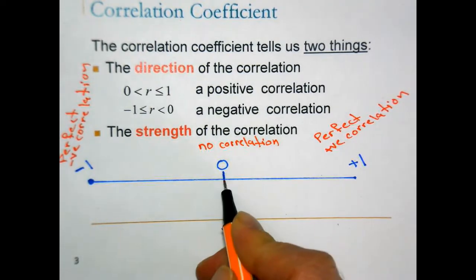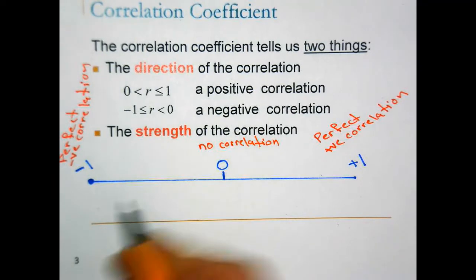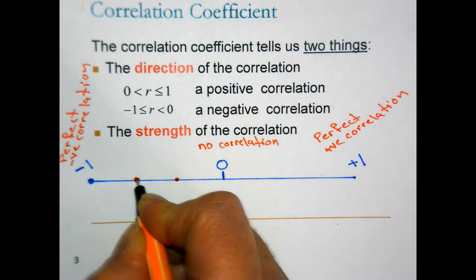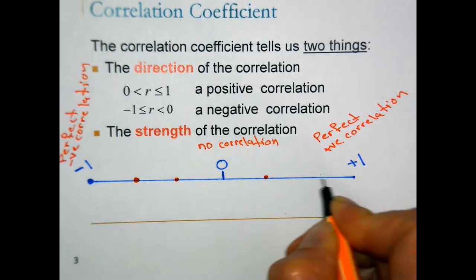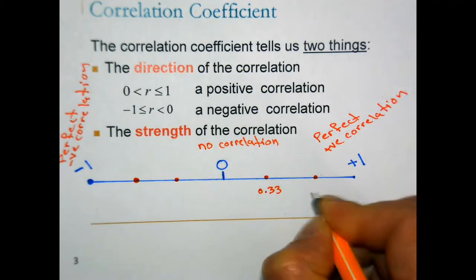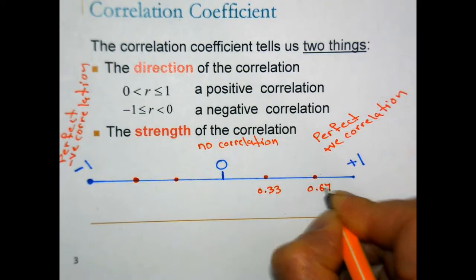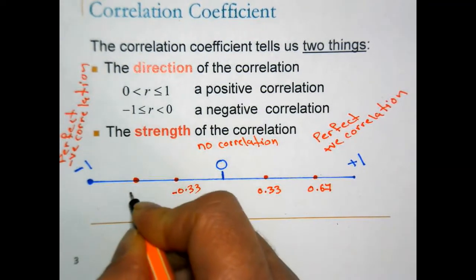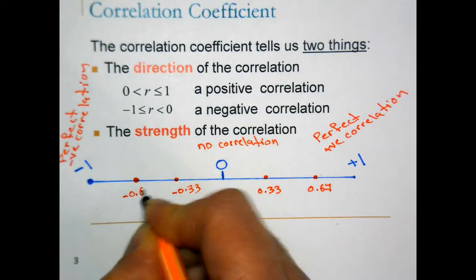Now, between 0 and 1 and 0 and -1, this is going to be divided into 3 parts. So this is going to be 0.33, 0.67, and this is going to be -0.33 and -0.67.